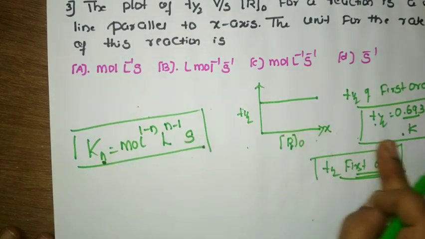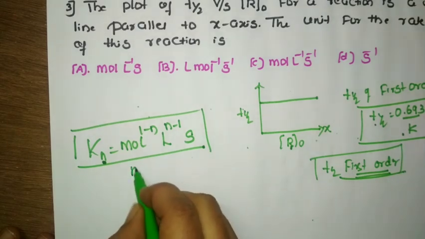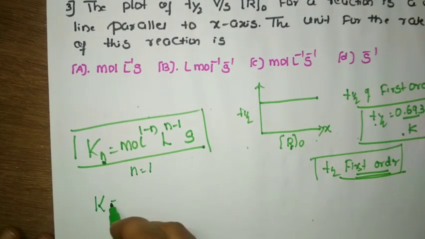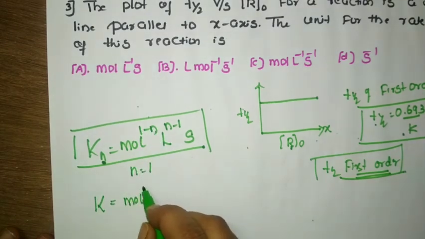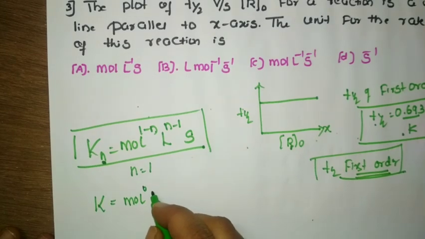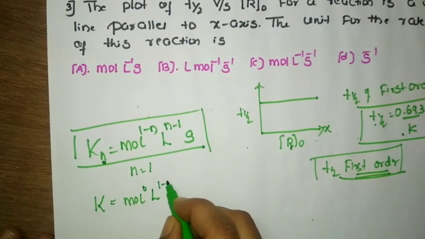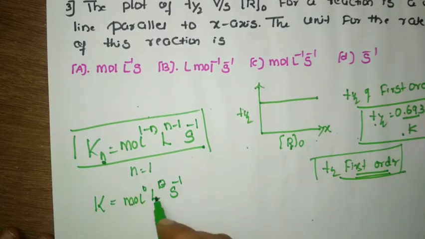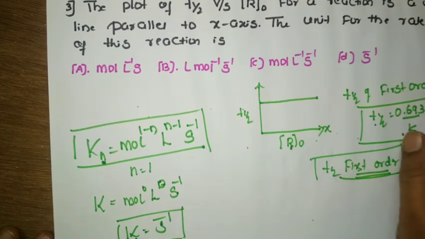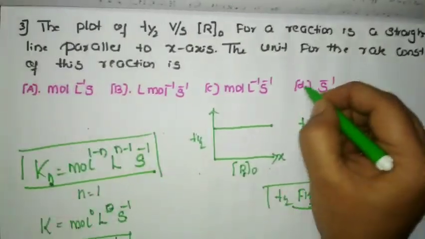So here, since it is a first order reaction, n equal to 1. So K is equal to mole^(1-1), which is mole^0, liter^(1-1), which is liter^0, and we're going to get per second here. So mole^0, L^0, and K is equal to per second. So the unit for the first order reaction is per second. So the answer is option D.